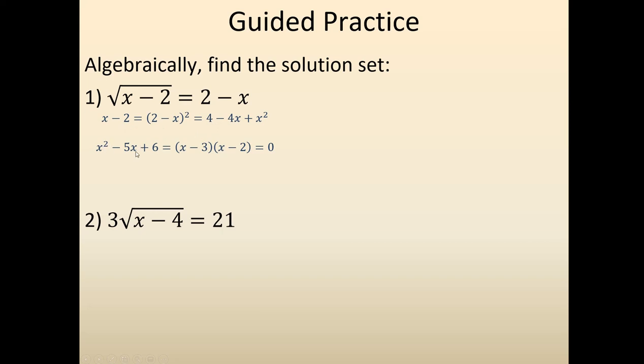x squared minus 5x plus 6, we can actually break that up as x minus 3 and x minus 2, and that's going to be equal to 0. By doing this, I can now set each factor equal to 0. So my solutions will end up being x equals 2 and x equals 3. So let's just double check which one's the correct one.